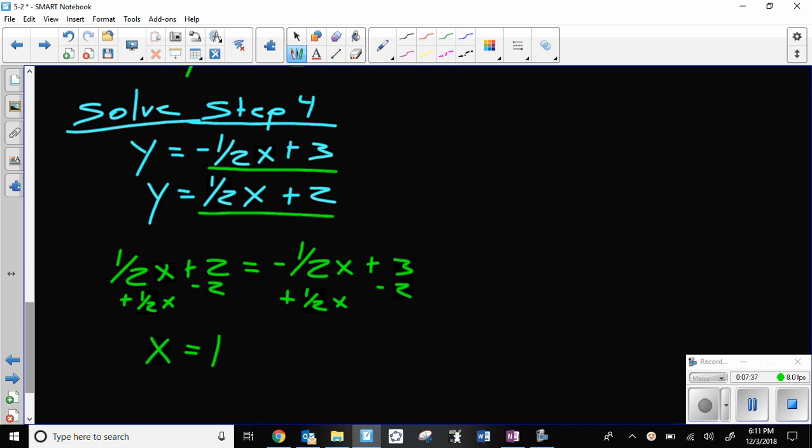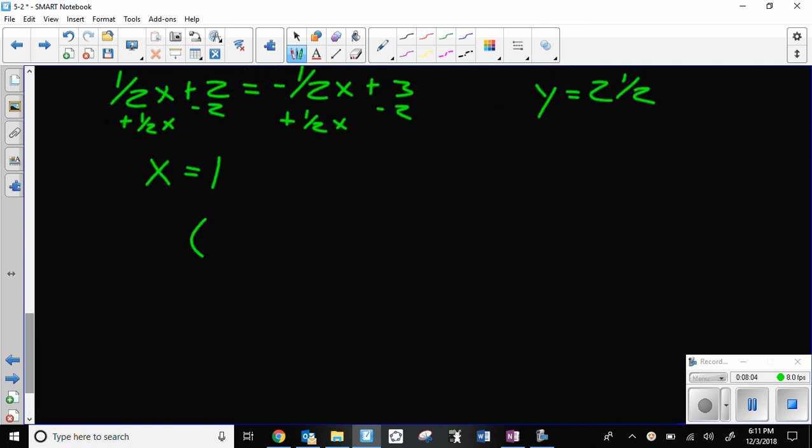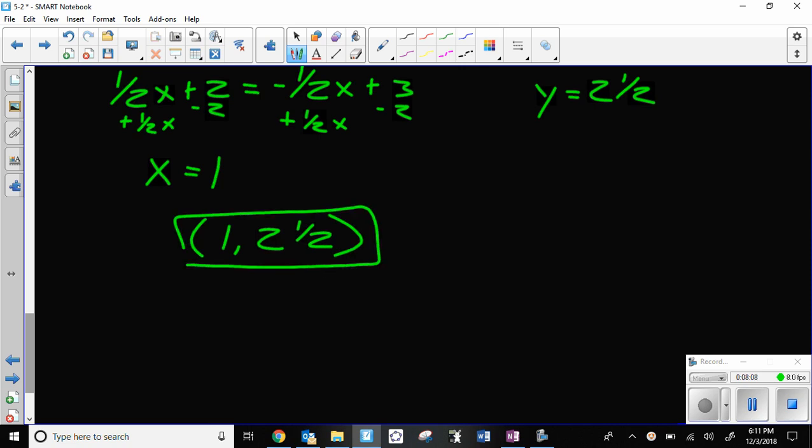And then I need to take that x value and plug it back in. I'm going to plug it back into this bottom equation. So I've got 1/2 times 1 plus 2, which gives me 1/2 plus 2, which should come out to a y value of 2.5. So our coordinate of the orthocenter is going to be (1, 2.5). And there's your answer.